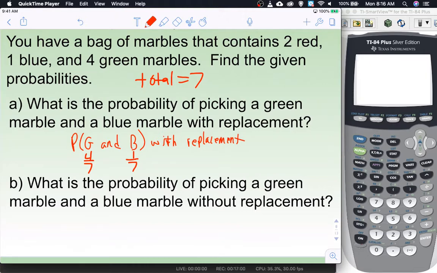And anytime you're doing multiple actions, I picked out a green one, put it back. That's action number 1. I picked out a blue one, I put it back. That's action number 2. Anytime you're doing multiple actions, you multiply your probabilities together, just like we saw in the previous lesson with the counting principle. When I gave the example of there being 5 lunches, 3 juices, 2 fruits and 3 snacks, each of those is a different action.